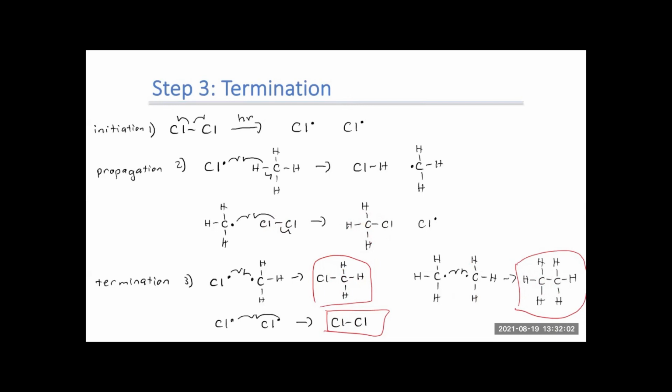And so when we write our mechanisms for our radical reactions, we want to include all 3 steps. And it's good to list them out like this, where you label it initiation, propagation, and termination. But remember, when you're doing your mechanisms for your radical reactions, you only use the half arrow, you only use the fish hook. Don't use a full arrow in any of these.